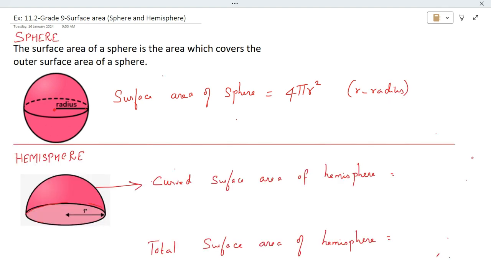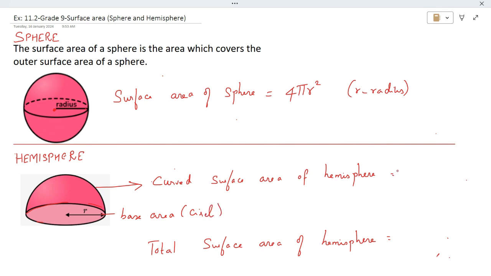Okay. Now let us learn hemisphere. There are two formulas for hemisphere. One is curved surface area of hemisphere and other is total surface area of hemisphere. So what is hemisphere? Hemisphere is half of a sphere, right? When I divide the sphere into two equal halves, I will get a hemisphere. And when I divide the sphere, you can see the base area is a circle. So there are two areas now, right? One is curved surface and the other one is base area.